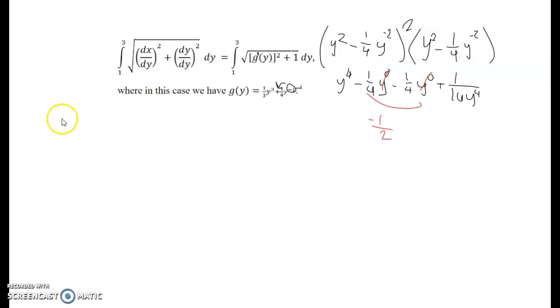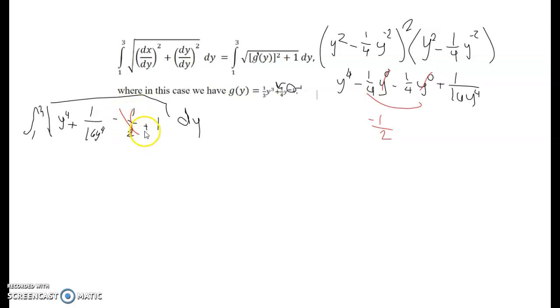So we have our integral from 1 to 3, square root of y to the 4 plus 1 over 16 y to the 4th minus 1 over 2 plus 1, that's all under the square root of dy. So because we have a 1 over 2 right here, that cancels out and that makes this positive 1 over 2.